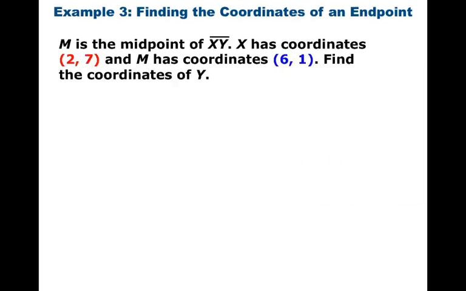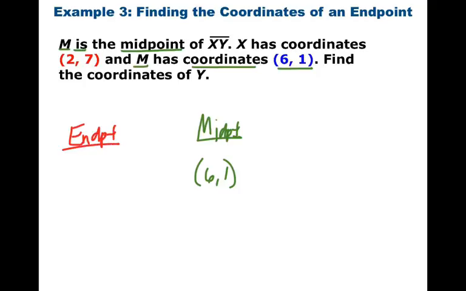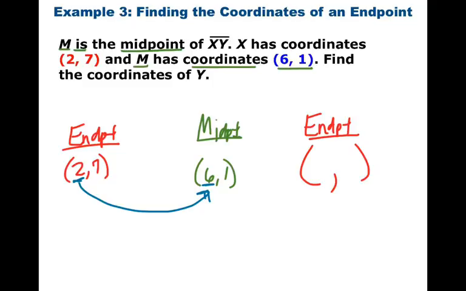On this one, it's different. This time they give you the midpoint, and you're looking for the other endpoint. So put your midpoint in the middle. So 6, 1 is the midpoint. The reason I know that is it tells me in the problem. 2, 7 is the other endpoint, and then you're looking for the other endpoint. Look at the pattern. Look at your x values first.